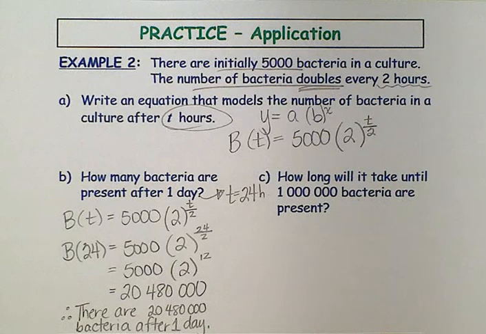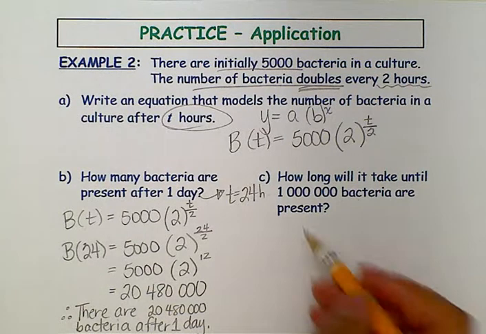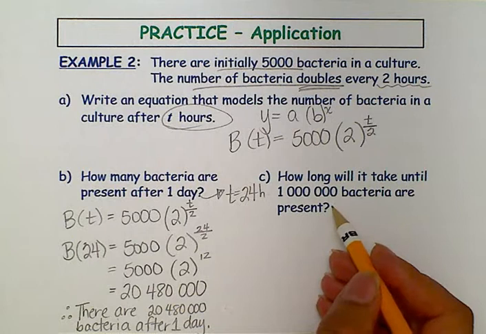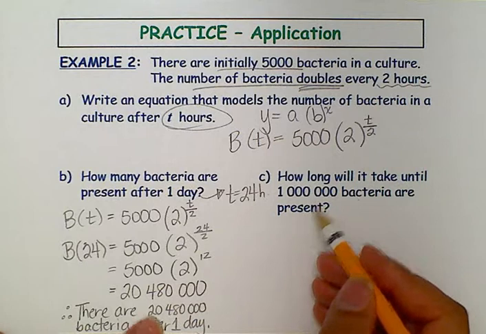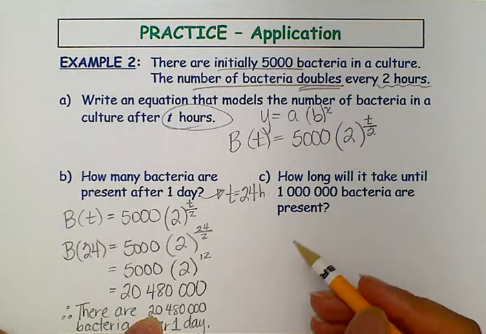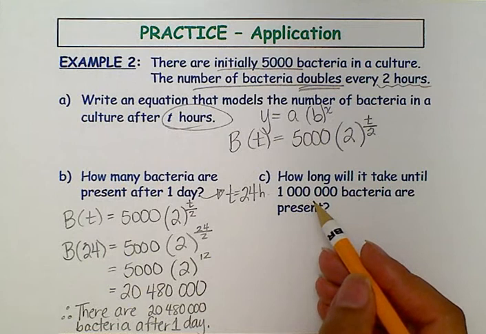Okay, part C of the question says, how long will it take until 1 million bacteria are present? Now, if I compare my answer in part B to what the question is asking in part C, you'll notice that in 24 hours, or in one day, we got 20 million bacteria, and we're trying to figure out how long it takes for only 1 million bacteria. So I know for sure my answer will be less than 24 hours.